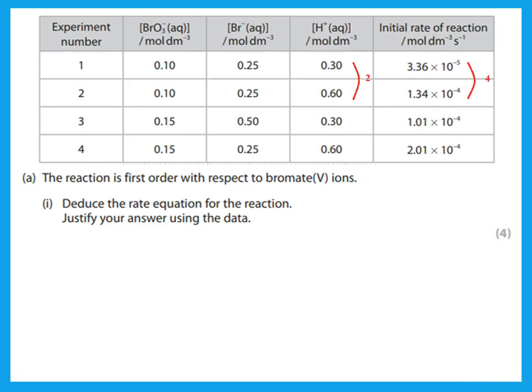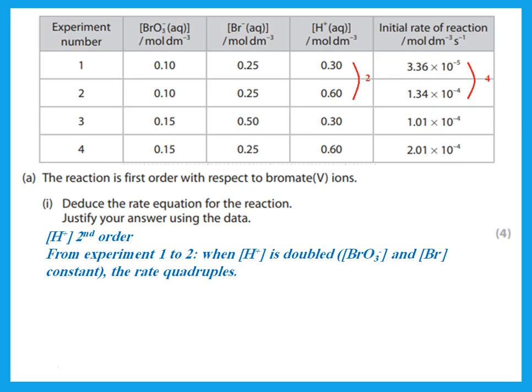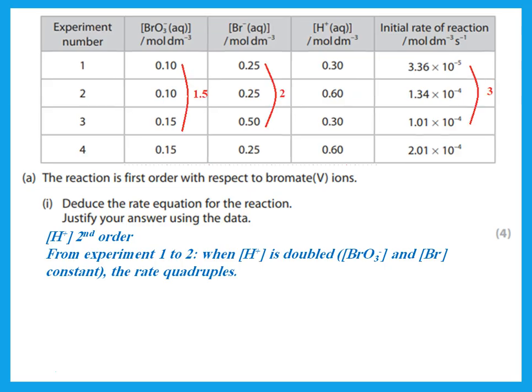If I look at experiment 1 and 2, the bromate is constant, bromide is constant, only the H+ is changing. Now what happened to the H+ from experiment 1 to 2? It doubled. What happened to the rate? It quadrupled. That means second order. So the reaction is second order with respect to H+, and you explain what is happening.